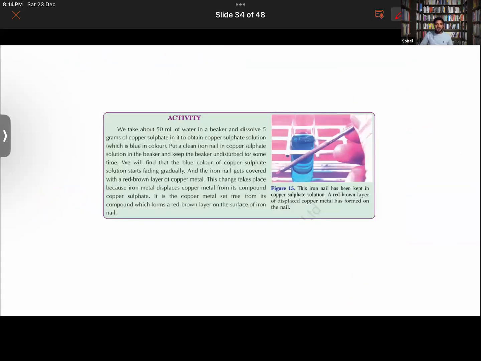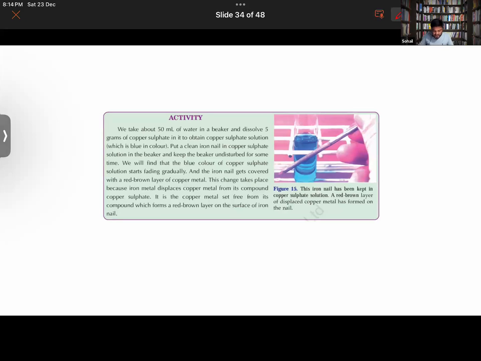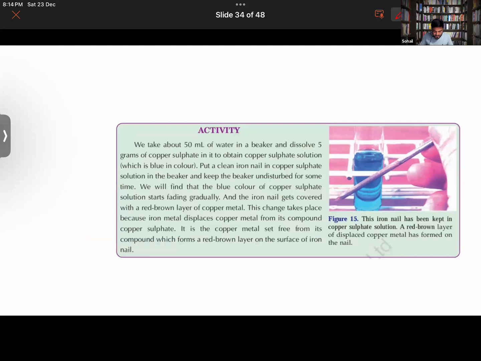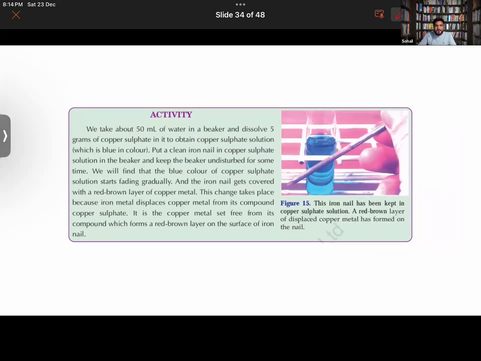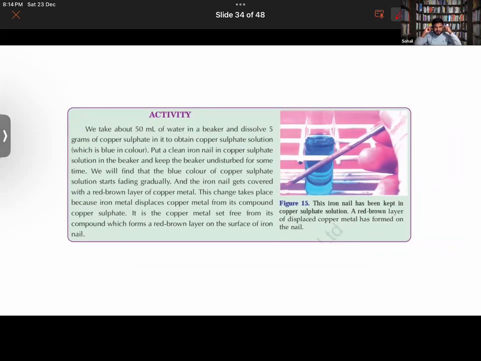Next, we have got an activity here. Why this activity? We are going to understand a few things. But let's, Moz, you read this activity. Read this activity for us. Full activity, sir.